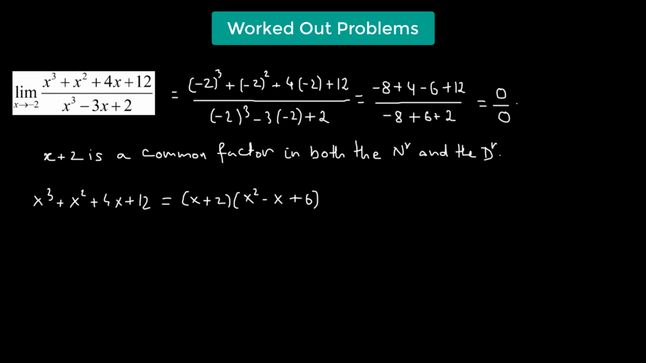Then for the cubic polynomial in the denominator, we go about the same way and divide it by x plus 2 using synthetic division, or you can perform long division, totally up to you. So this will give us x plus 2 times x squared minus 2x plus 1.